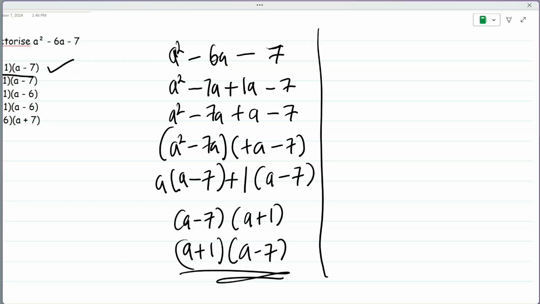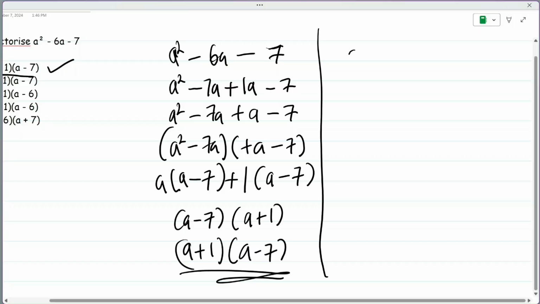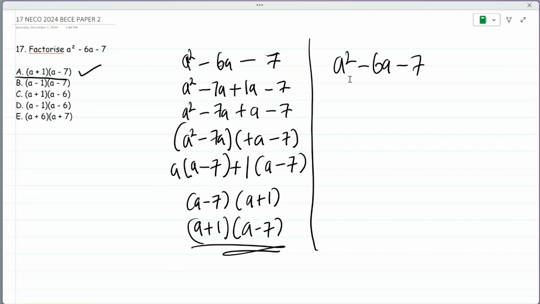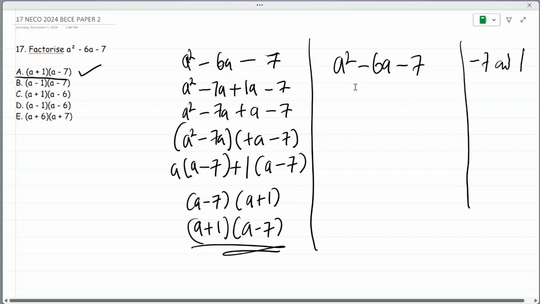Let's answer question 17 from another angle. We have a squared minus 6a minus 7. We discovered that the two numbers that will multiply to give you minus 7, yet when we add them, will give you minus 6, are minus 7 and 1. I want to change this minus 6a into minus 7a and plus 1a. Remember, in this case, we put the minus 7a first and plus 1a after.